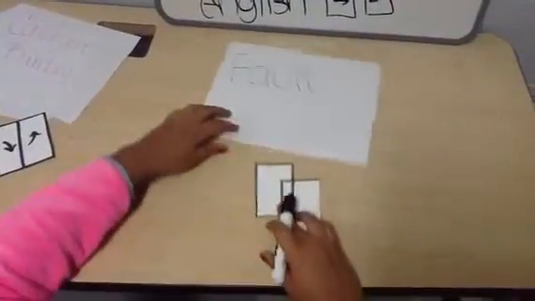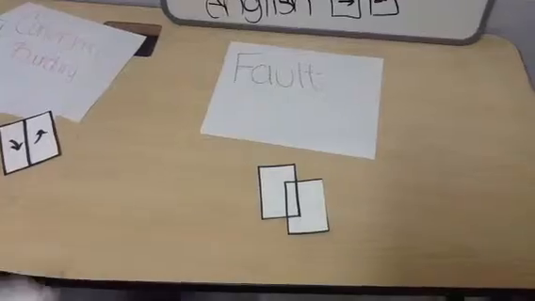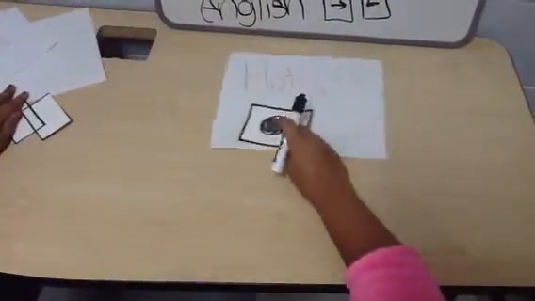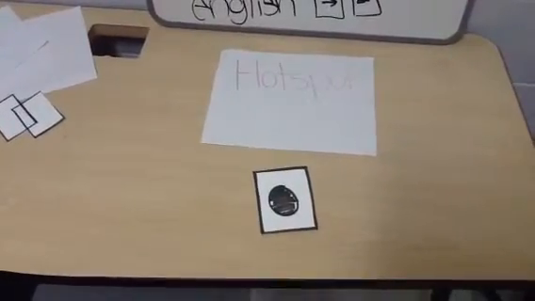Fault. This is when there is a crack in the plate. Hot spot. This is when there is a hole in the plate and magma comes up and cools to make hot springs.